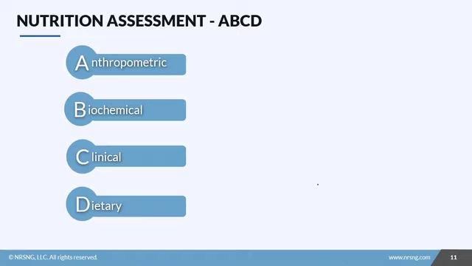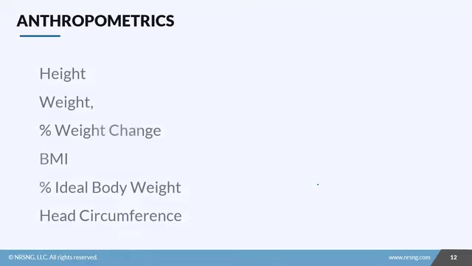Now, onto the ABCDs. In addition to the physical assessment, it is important to be able to identify other factors that might either be signs of deficiency or might be factors that increase risk. An easy acronym for each of the important factors to consider is ABCD, which stands for anthropometrics, biochemical, clinical, and dietary. Anthro actually means human and metric means measure. So we are literally measuring the human.